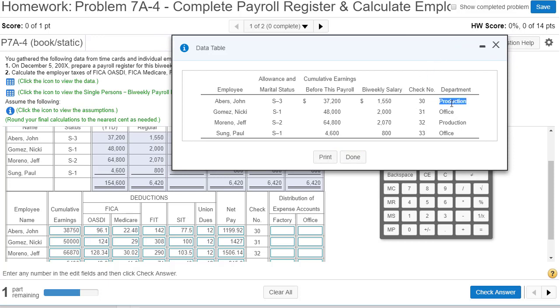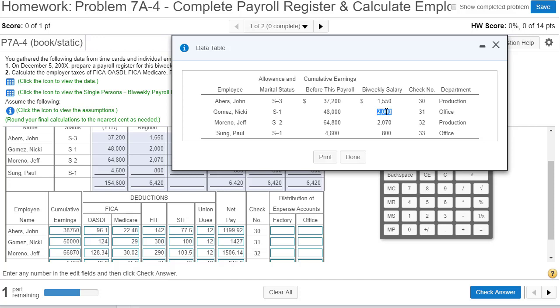So for some reason, they call the factory production. Notice here's our department. I'm looking over here in the table. Here's our department. There's production. I don't know why they just didn't label it factory. Why not keep it the same? So if you're confused, just do the office people first.